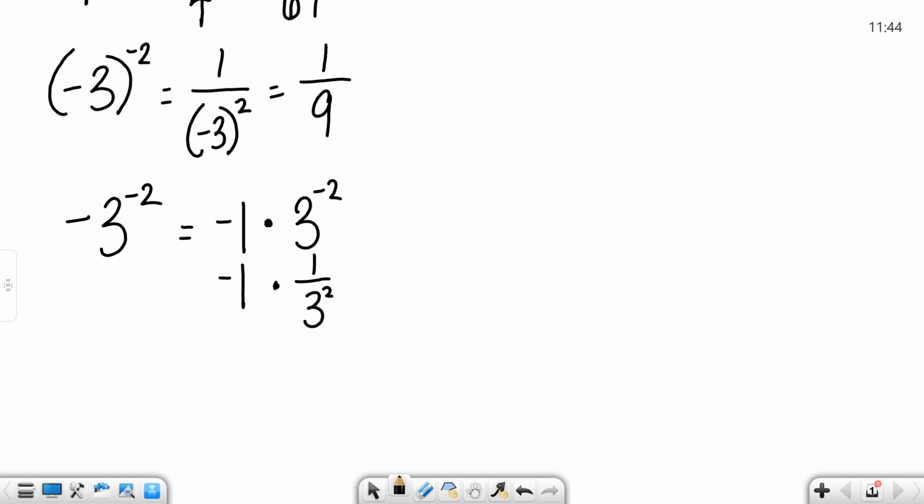3 to the negative 2 is 1 over 3 squared, which would give me 1 over 9. And now when I multiply that by negative 1, I get negative 1/9. So that would be my answer there. So being careful with if there are parentheses, if there are not parentheses.